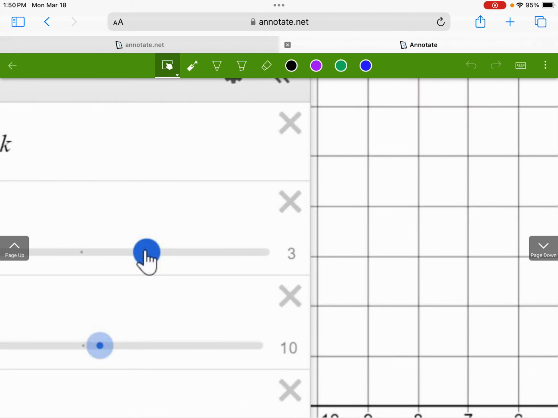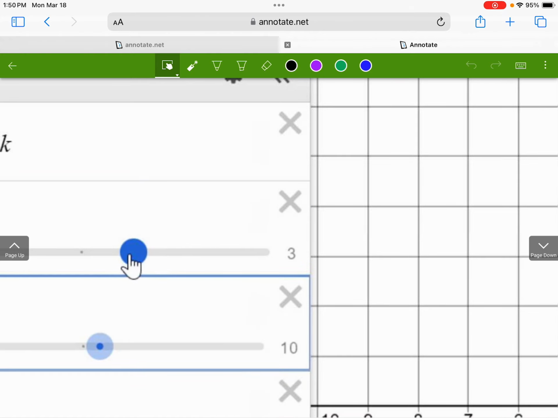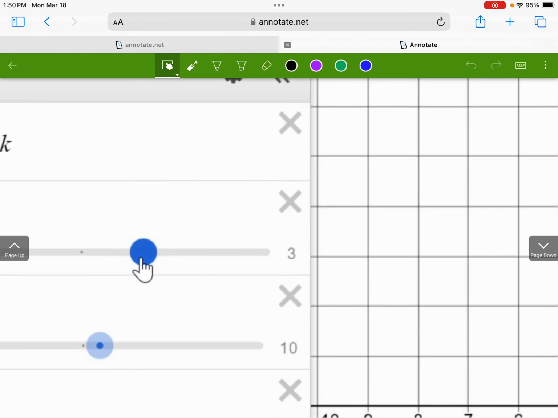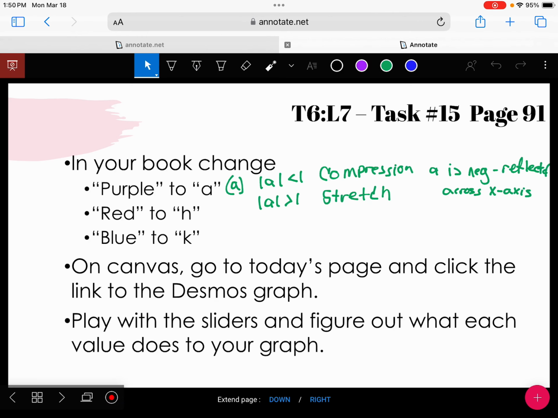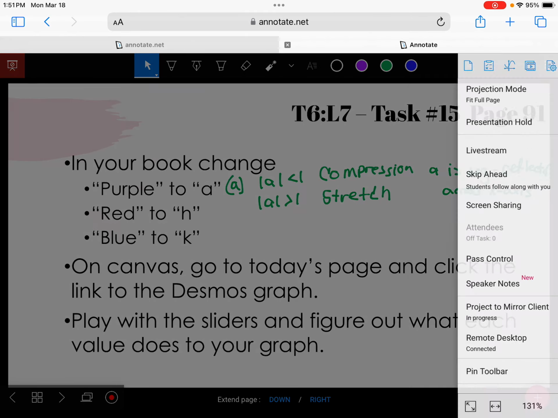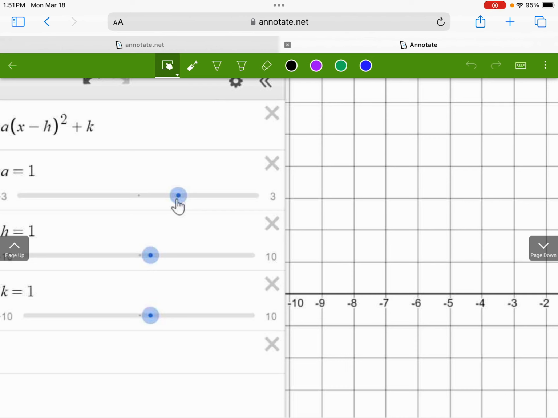We're going to get this right on. All right. So now let's look at part B that we said was red and we changed red to H. What does H do? Be more specific. Left and right. It does a horizontal shift.